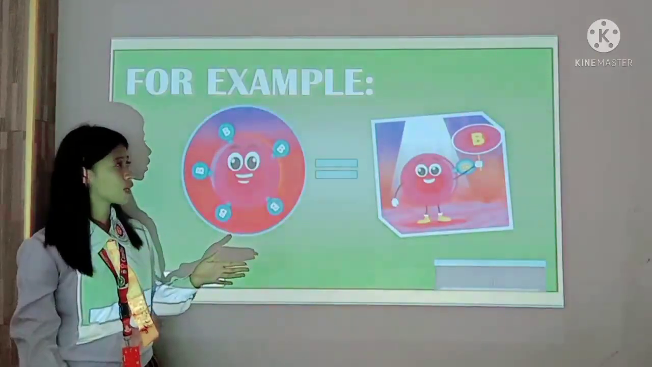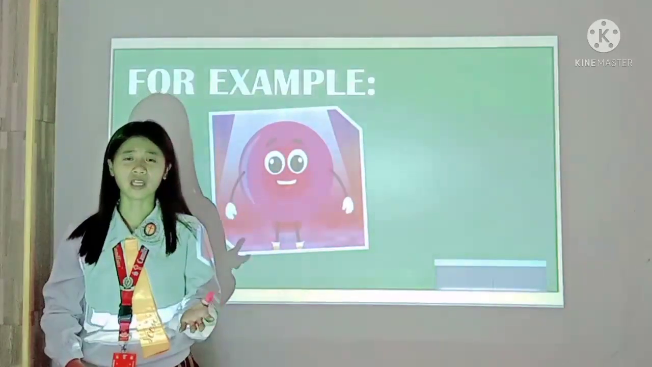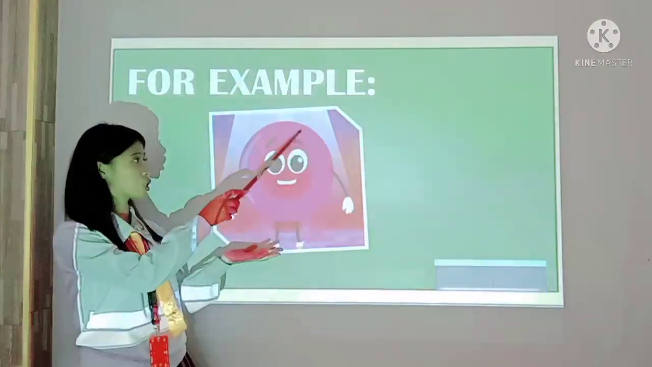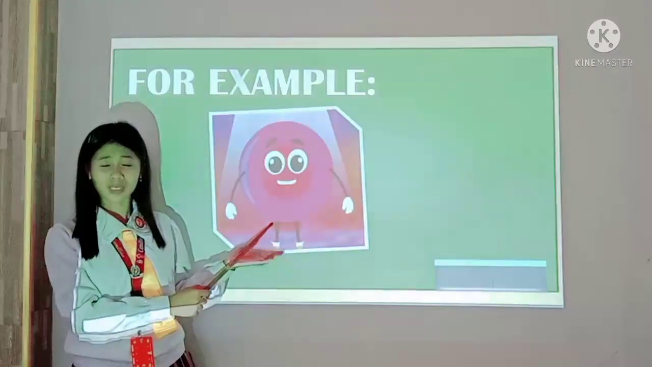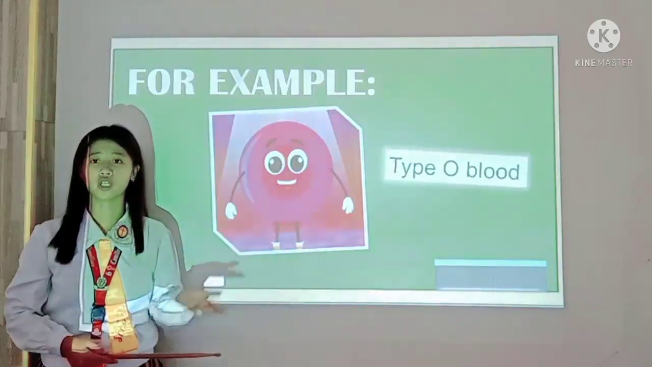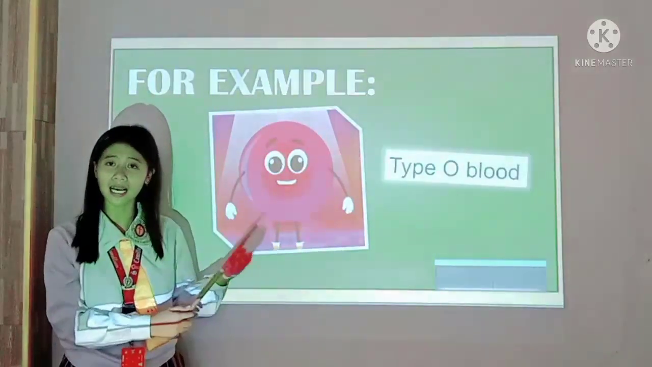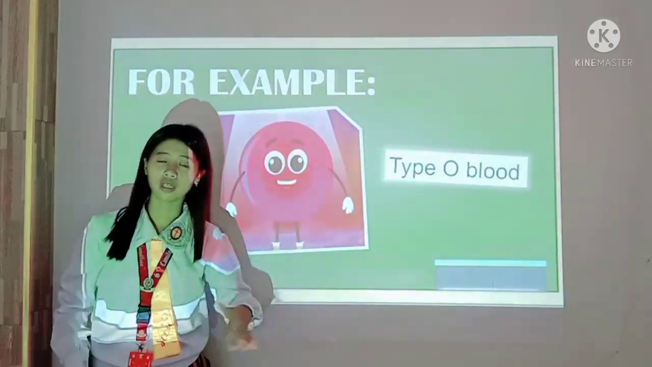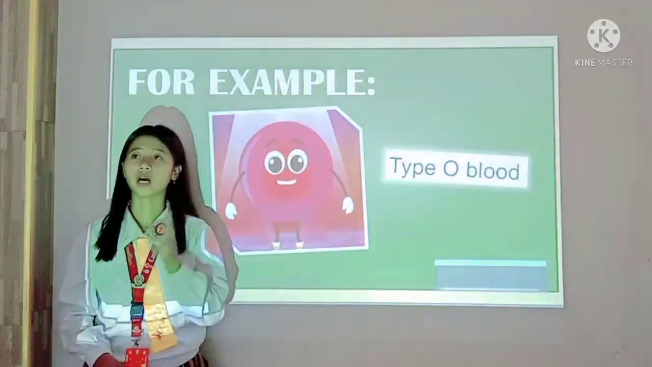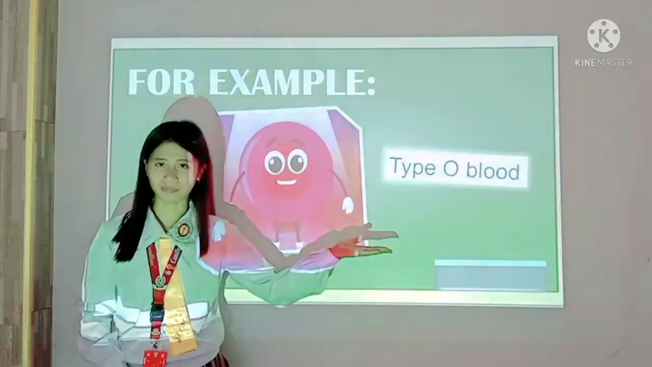Alright, so next, another example is, how about the absence of antigen in the blood? Probably, here as you can see in the picture, there is no antigen present in the blood. So basically, the type of blood of this person is type O blood. Because kasi nga, as what you watched in the video, na kapag walang antigen na present in the blood, in our red blood cells, their type of blood will be type O.